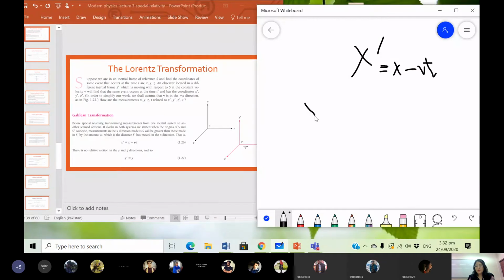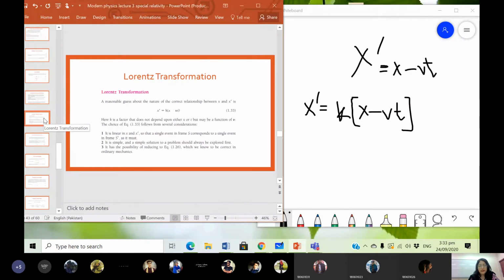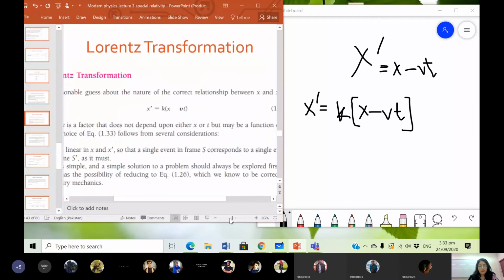So we will guess a solution for the Lorentz transformation, that x dash can be some factor which takes into account time dilation and length contraction as well. We call that the K factor, so x dash equals K times x minus vt. We are guessing right now, then we will find what it actually is. So for now, we start off with a guess factor.